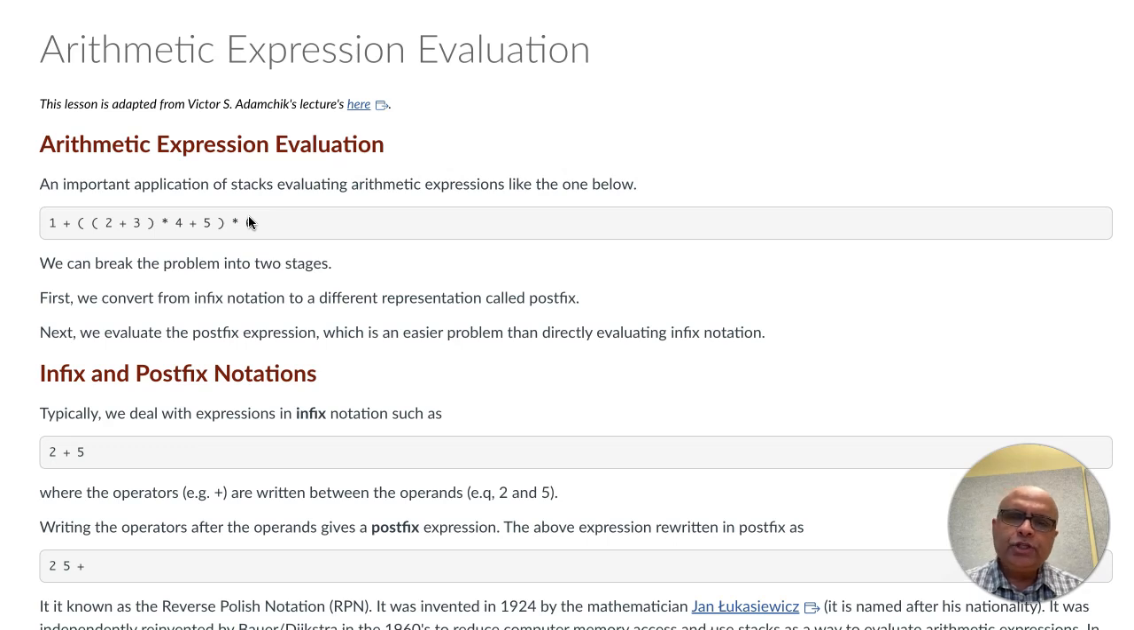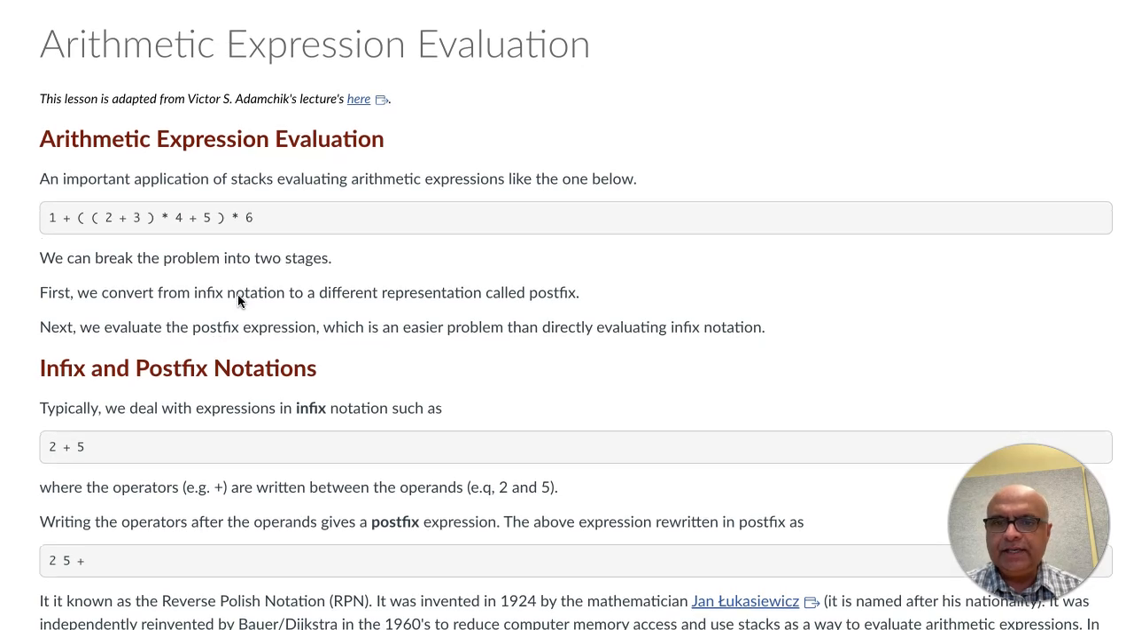So the approach is to break this into two parts. The first is to convert this notation, which is called infix notation, into something called postfix notation. And the second is to do a simple postfix expression processing to get the final answer, right? So let's talk about what infix and postfix notation are.